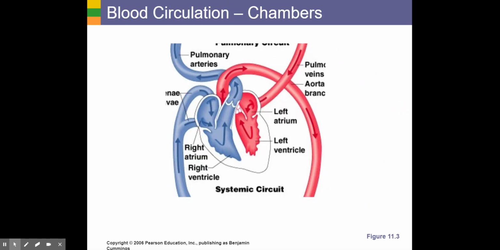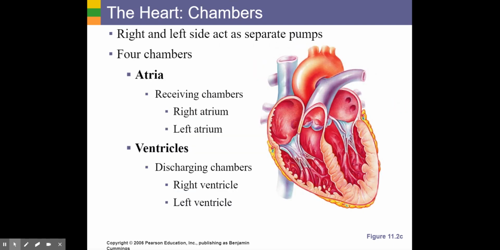All right, so sorry, I clicked on that. So chambers of the heart, we have right and left sides act as separate pumps, like I was talking about. Right side is involved with the pulmonary circuit. Left side involved in the systemic circuit, so going to the body. There are four basic chambers, right? We already learned those. So we have atriums; those are at the top. Again, A is pointing up. Right? They're receiving chambers. So the right is receiving blood from the body, the left is receiving blood from the lungs. And then the ventricles are the lower chambers, again, V pointing down, and those are our discharge chambers. So the right is discharging to the lungs, the left is discharging to the body.